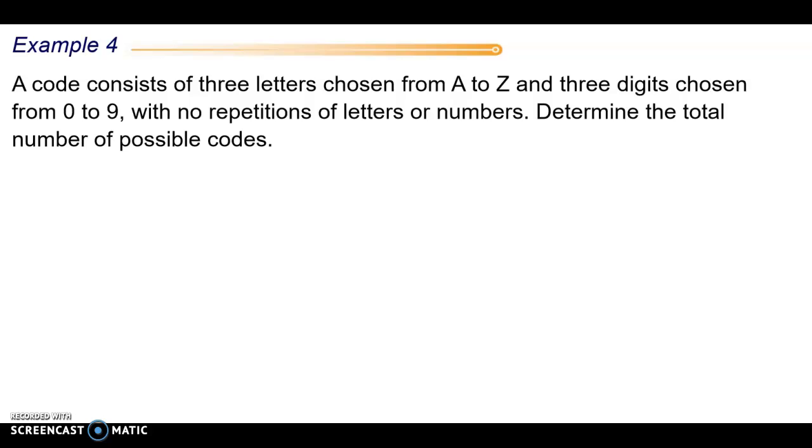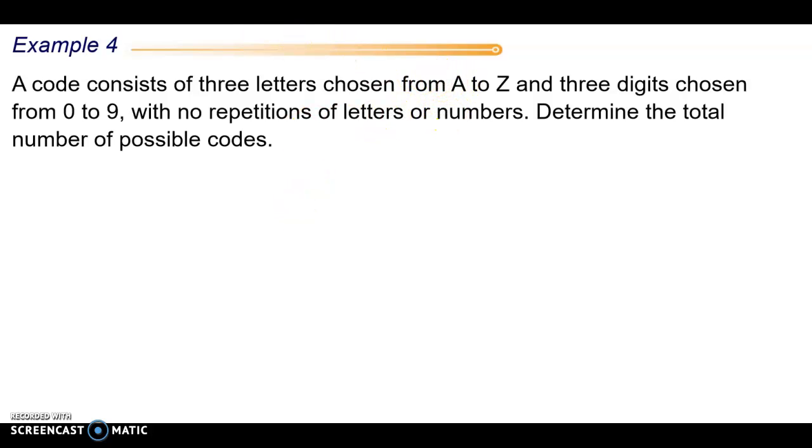Section 2.3, Example 4. A code consists of 3 letters chosen from A to Z and 3 digits chosen from 0 to 9 with no repetition of letters or numbers. Determine the total number of possible codes.